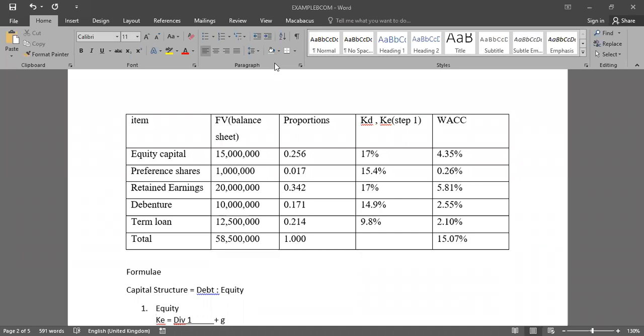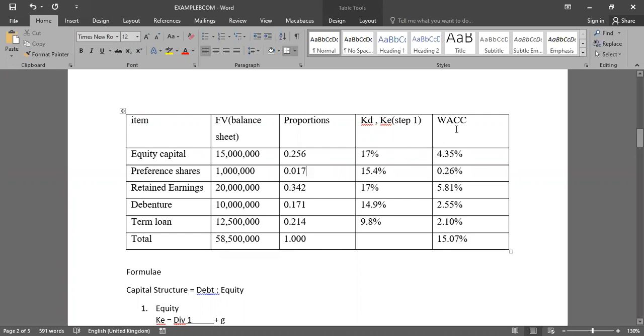Re-echo on how we got the weighted average and the proportions. For the proportions, we are saying that you get the face values of each item, the way they were given in the question, and then you add them together to give the total. Now the proportion is given by the face value of that particular item, in this case, say equity capital, over the total for all, which is 58.5. That's how you get the proportion of 0.25 for equity. For preference shares, it will be the 1 million divided by the total 58.5 million. Then you have 0.16. Then you do the same for the rest.